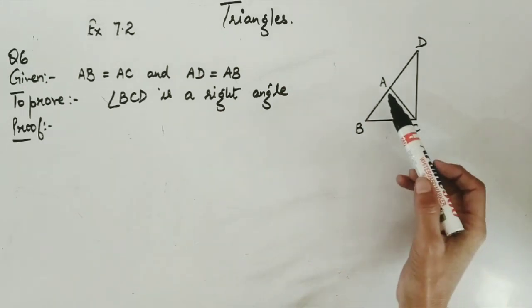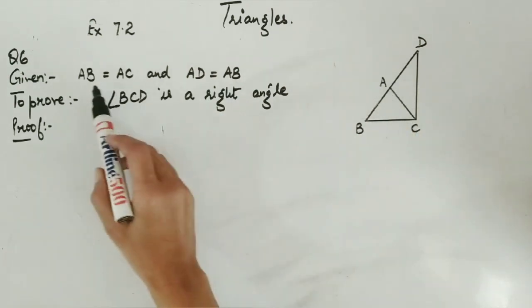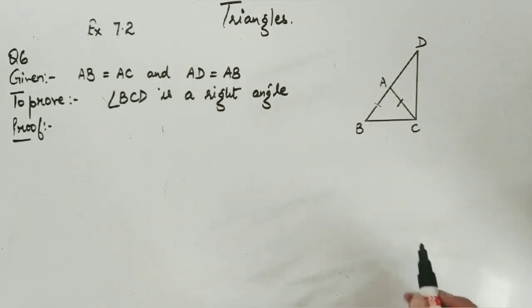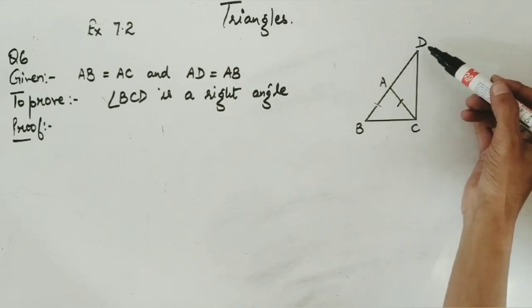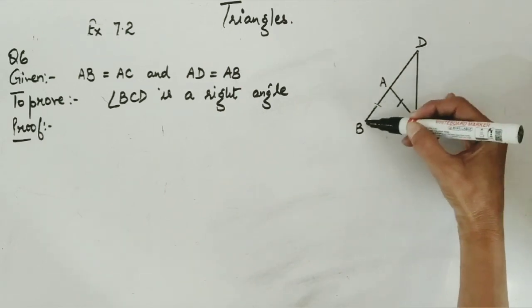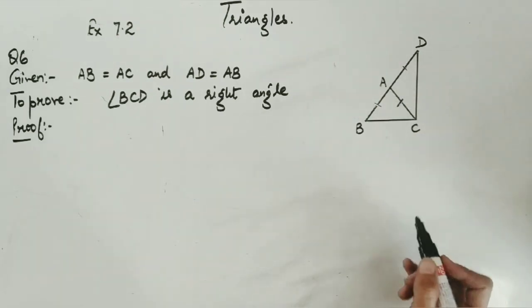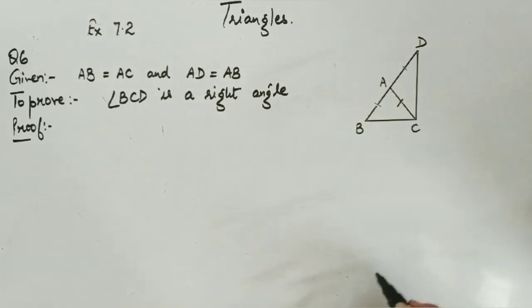Question says there is a triangle, it's isosceles triangle ABC, in which AB, AC are equal. These sides are equal. This information we have. And then this side BA is produced to meet point D such that AB and AD, these are also equal. We need to prove that BCD, this angle is a right angle. It is equal to 90.